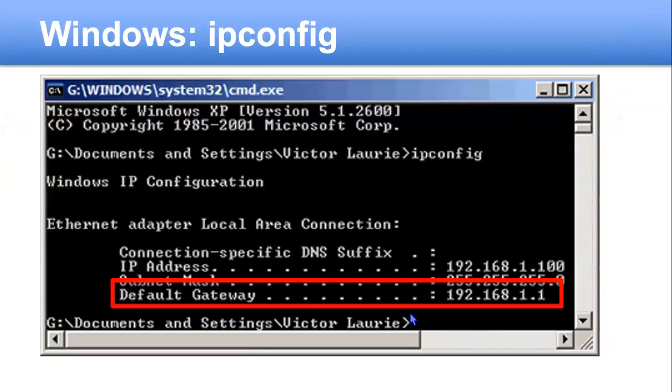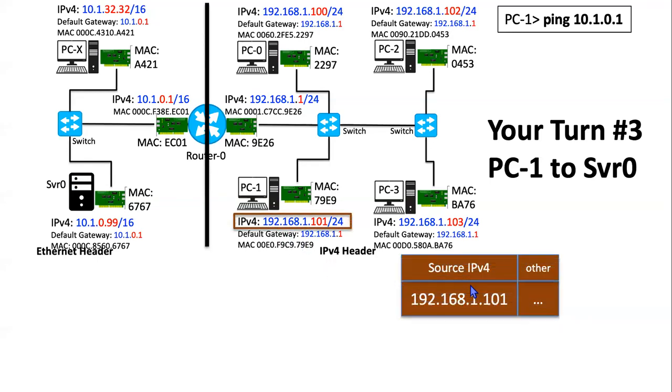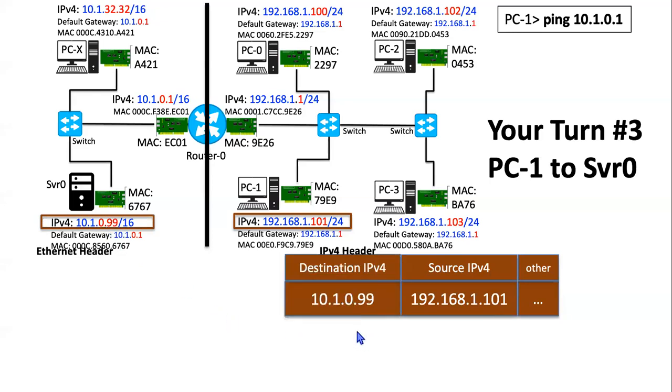This is why you have a default gateway IP address. Okay, so let's take a look. PC1 is going to send a packet to server 0. So let's see. PC1 says my source IPv4 address is 192.168.1.101. Destination IPv4 address 10.1.0.99. Now you can kind of see this, right?